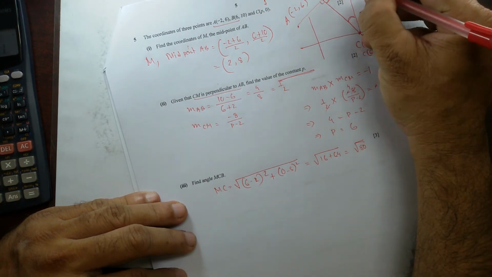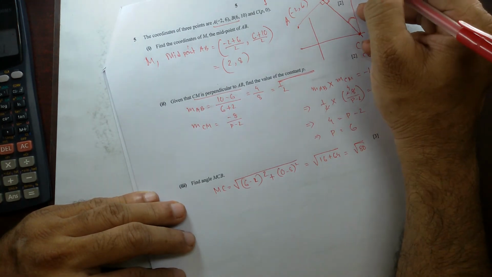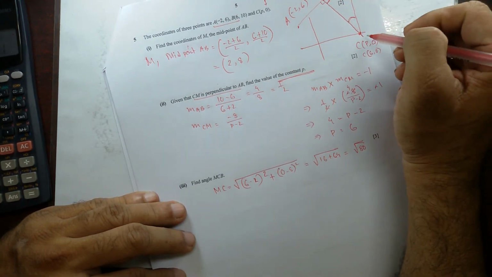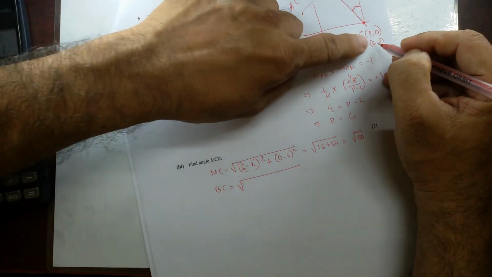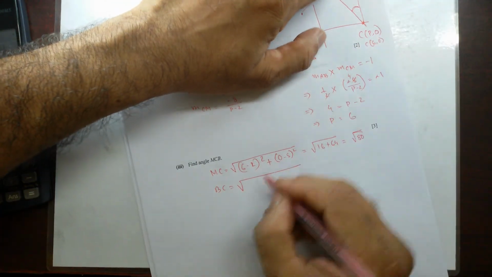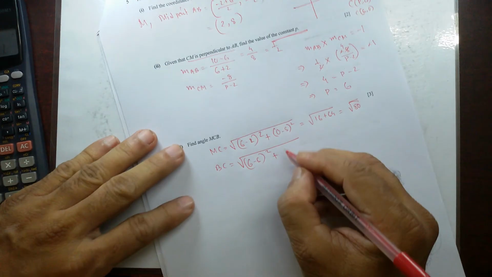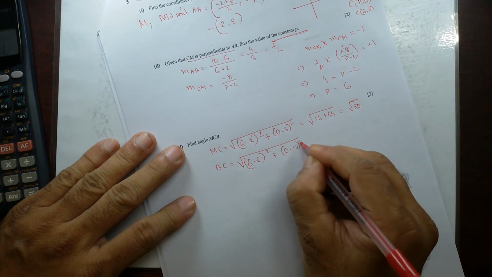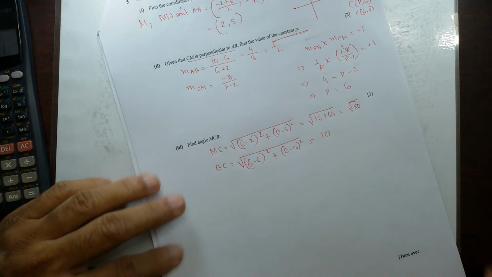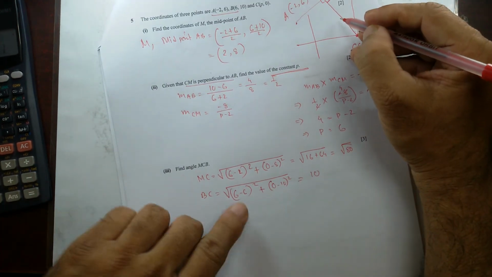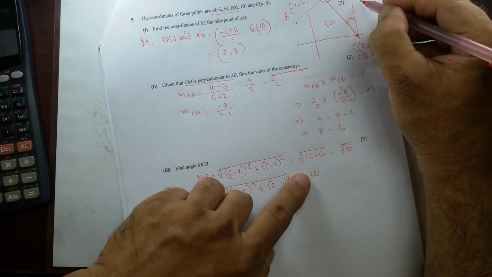And then let's take which one you want to take. It doesn't matter, this one or that one. I'll take BC since I have 0 there. Difference in x coordinates, 6 minus 6, squared, plus 0 minus 10 squared. That's 0, and that's going to give me 10. Now I have MC is square root of 80 and BC is 10.